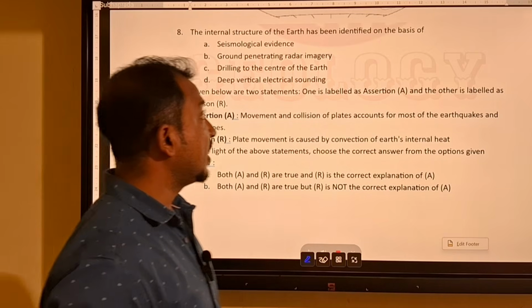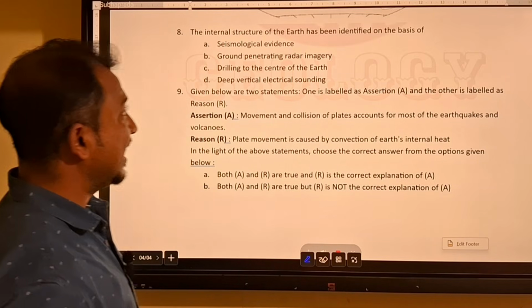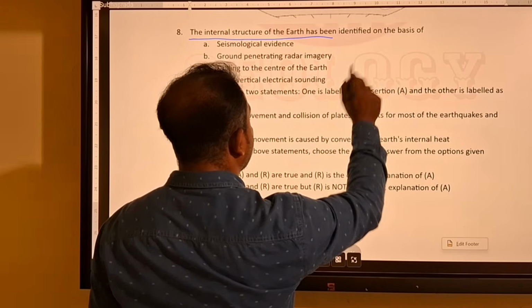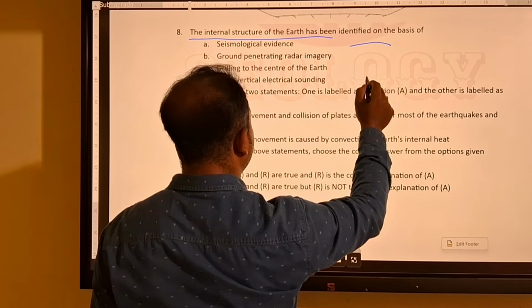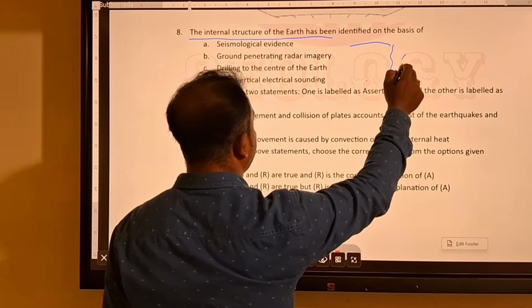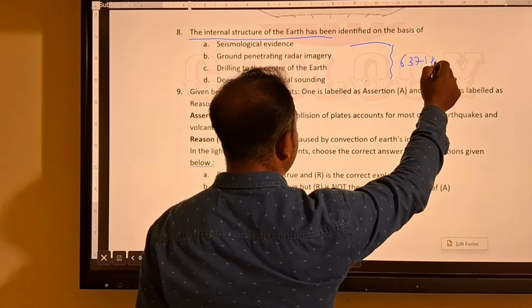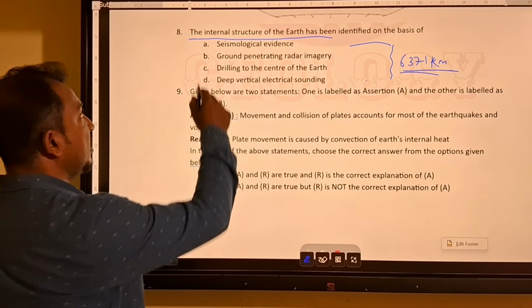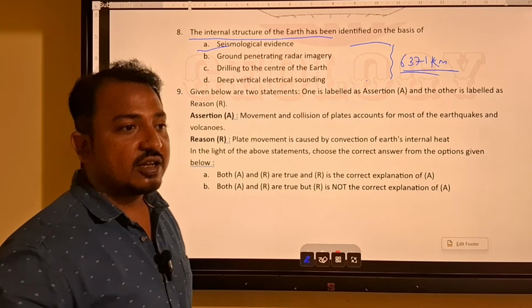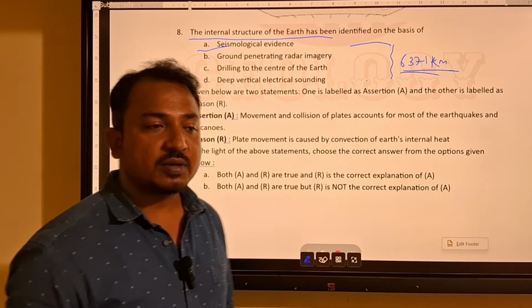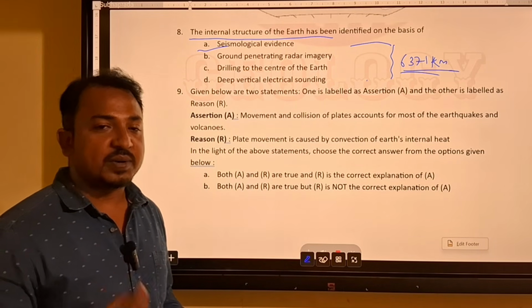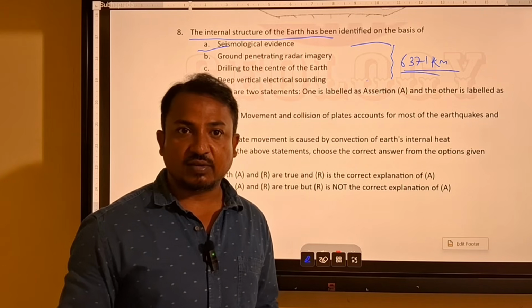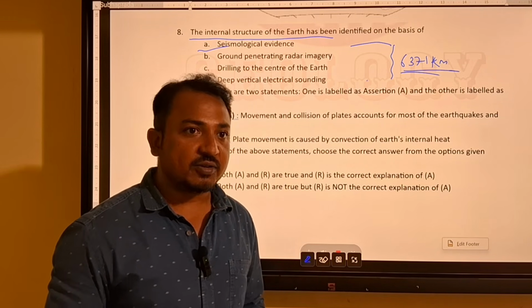Then, the internal structure of the earth has been identified on the basis of what? So from the surface to the core, there is an average radius of 6371 kilometers. So the answer is seismological evidence, because we cannot dig to the core because of the increasing geothermal gradient and pressure. So that's why we take indirect evidence from seismic activity.